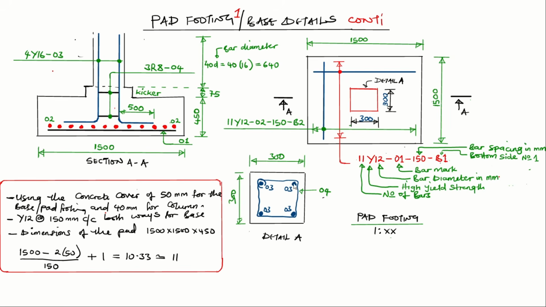Then remember that these shaded circles that we have here are starter bars, and starter bars have been given the bar mark 3. So you're going to have 3, 3, 3, 3 to show that these belong to bar mark 3. Then this one, which is holding them, which is going to be the links, is given the bar mark 4, just like we've done here. So essentially, this is what you do when you're sketching. This is how you sketch a pad footing. So all these details must be present in your sketch.